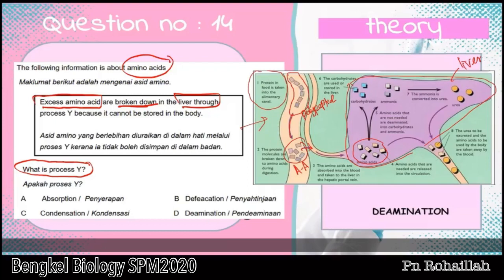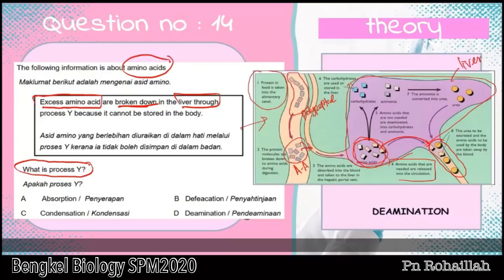When it is in the liver, what will happen? The amino acids that are needed will be released into the circulation. Say your body needs amino acid. So some of the amino acid which is here, can you see? It will be released out to your body. Then your body will use that amino acid. But let's say from this diagram, 1, 2, 3, 4, 5, 6. Only 2 amino acids are needed, 2 boxes. So we still have another 4 amino acids.